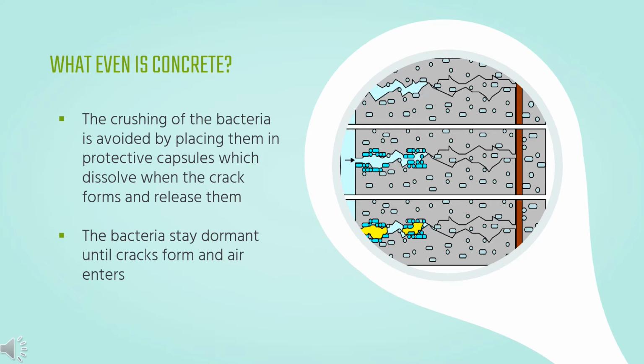Now, you might be wondering how all of this works. How does the bacteria stay dormant until a crack forms? And how is the crushing of the bacteria avoided before the crack forms? Well, it's very simple. The crushing of the bacteria is avoided by placing them in protective capsules, which dissolve when the crack forms and release them. The bacteria stays dormant and inactive until cracks form and air enters, which dissolves the capsule and lets the bacteria free.